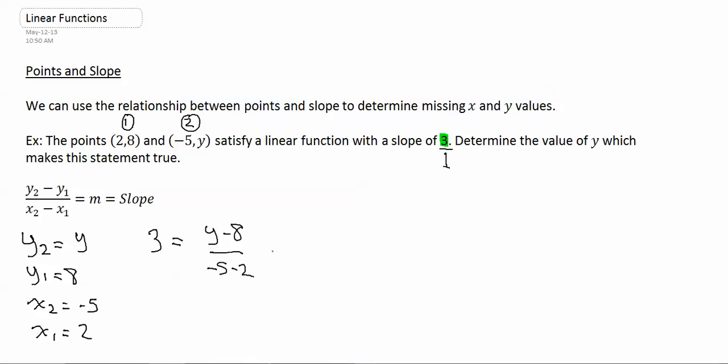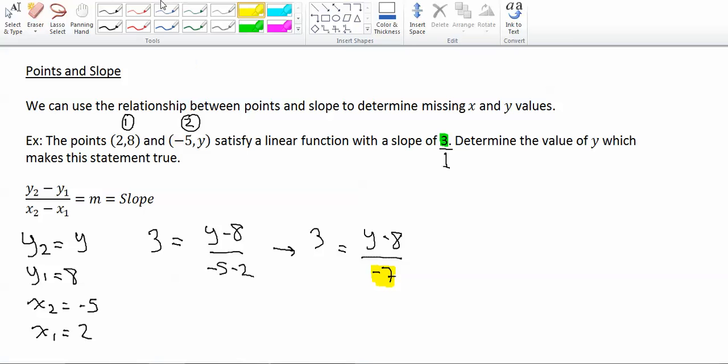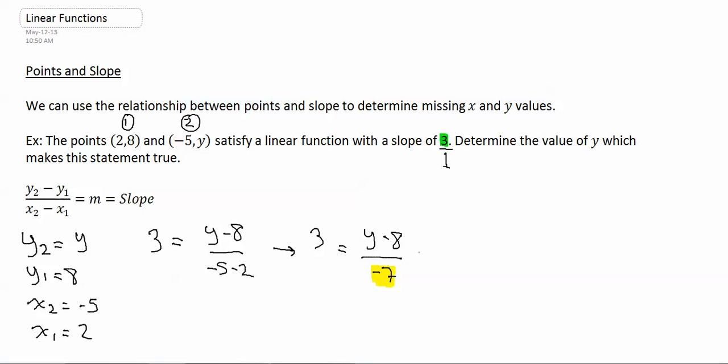So our next step here is we need to simplify. So I'm going to have 3 is equal to, well, y and 8 can't simplify because they're different objects, but negative 5 take away 2 is negative 7. So now we're into solving mode. You recall from grade 8 and grade 9 that to get rid of something in the denominator, we multiply both sides by the denominator.